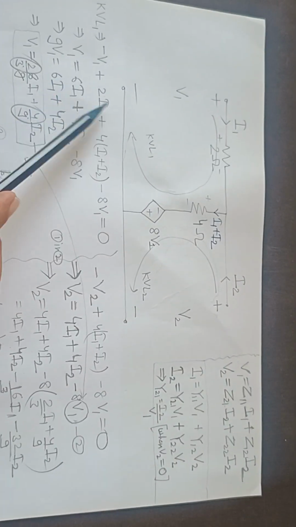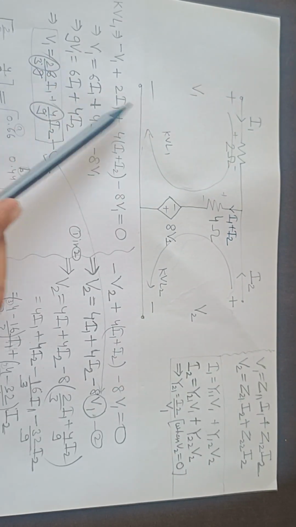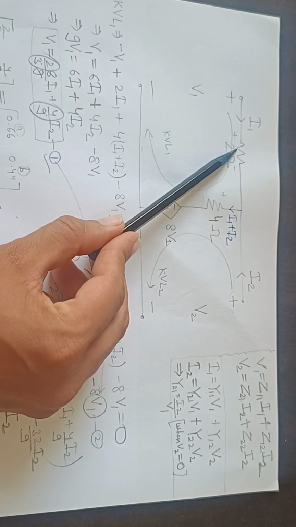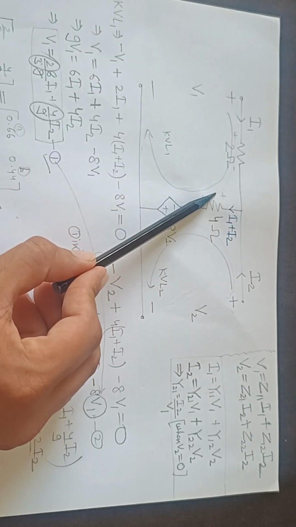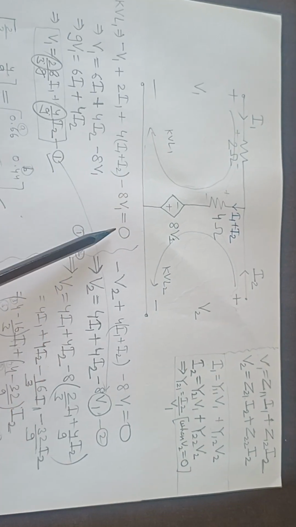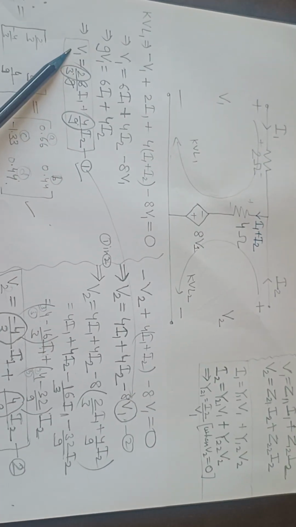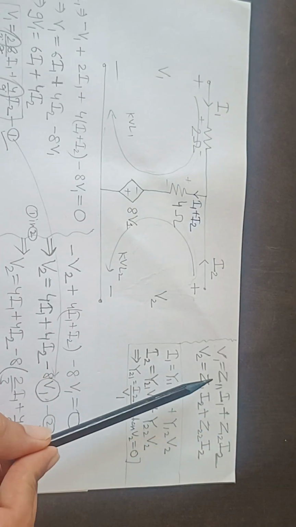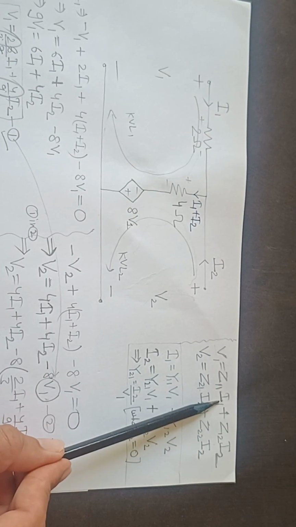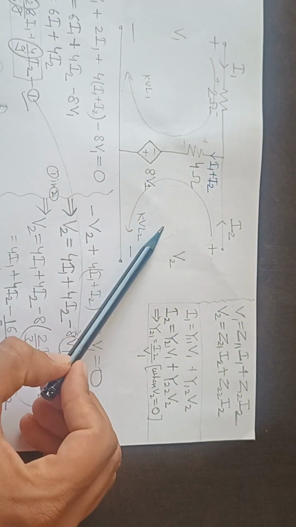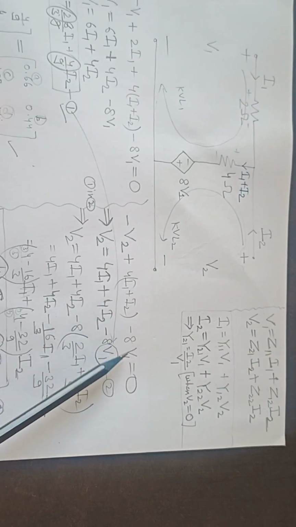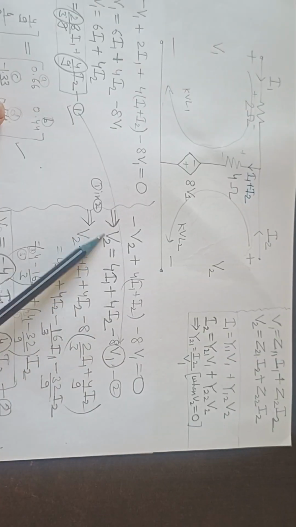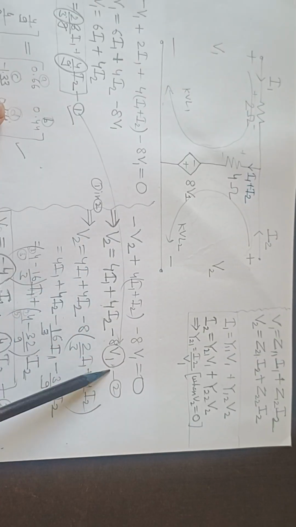So this KVL will give me this equation. Okay, minus V1 plus 2 times I1, okay, plus 4 times (I1 plus I2) minus 8 V1 equal to 0. So I'm solving it. I am getting directly Z11 and Z12, because V1 is equal to Z11 I1 plus Z12 I2. So this I am getting here. Okay, and then this second KVL will give me this equation. Okay, V2 is equal to 4 I1 plus 4 I2 minus 8 V1.